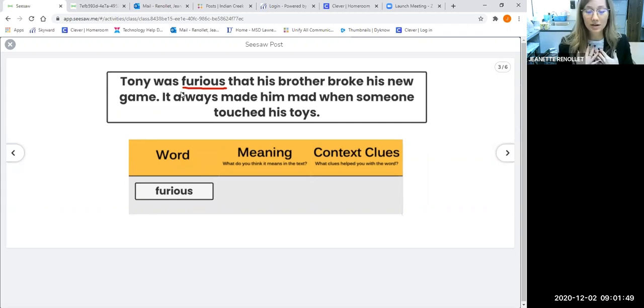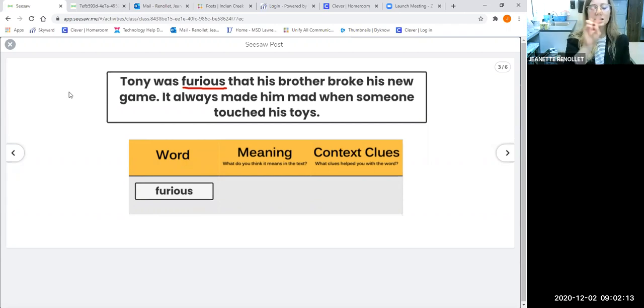I'm going to be the reader. Students are looking at the sentences and you're thinking with me. Here we go. Tony was furious that his brother broke his new game. It always made him mad when someone touched his toys.